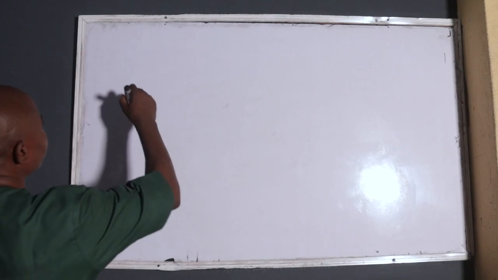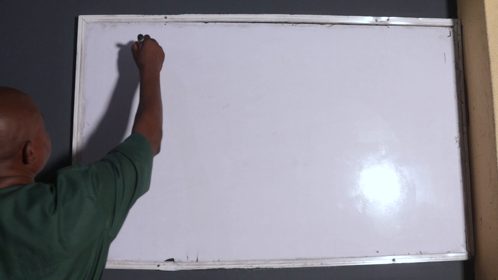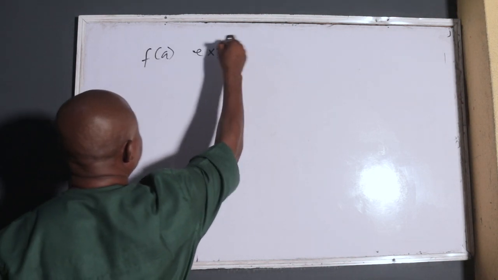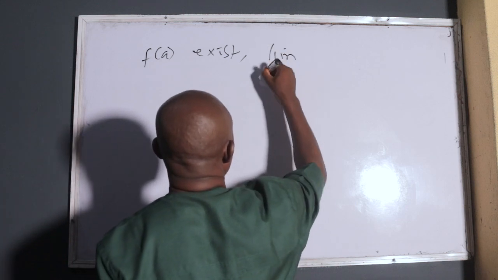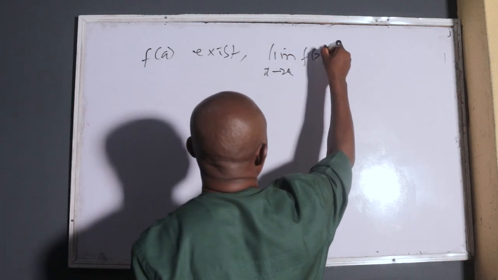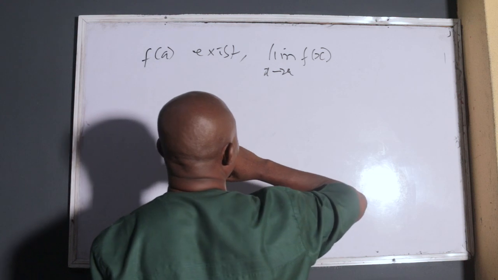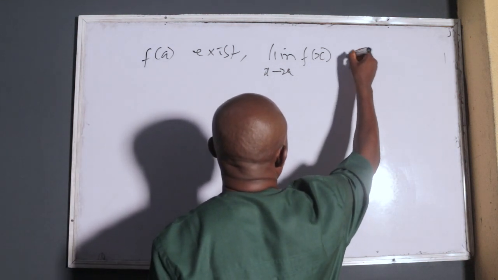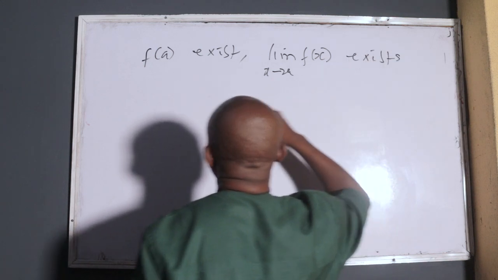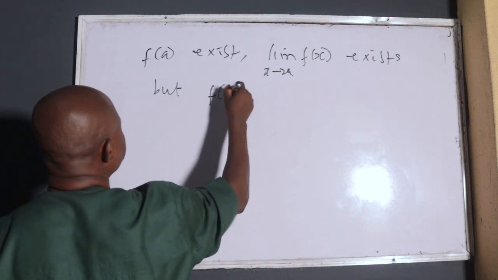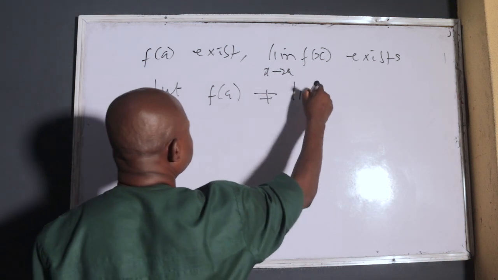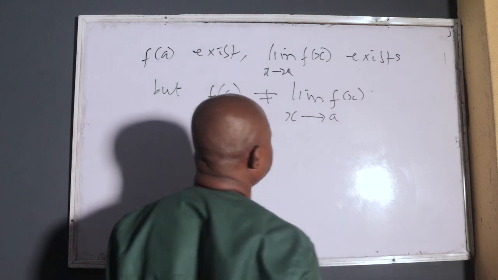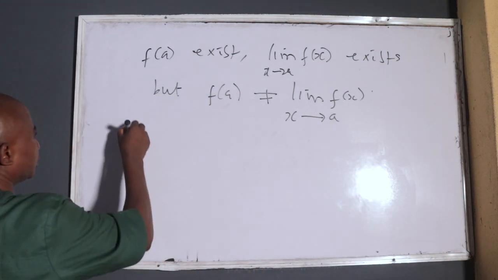Take a case where you see that f of a exists. We want to see an example where f of a exists, and the limit as x tends to a of f of x exists, but f of a is different from the limit of f of x as x tends to the number a. So we're going to find an example of such a function.